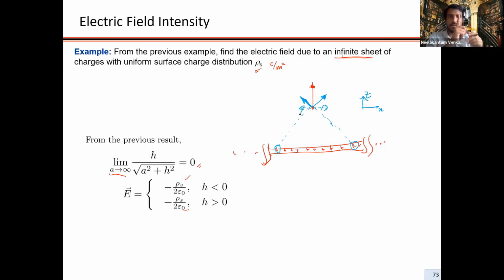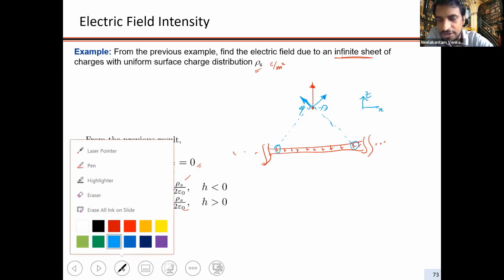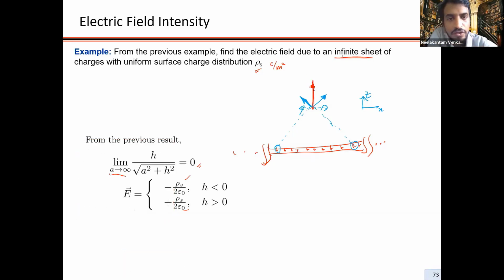So for every point that is equidistant from the center to the left or to the right, the x components will get cancelled off and you are left with only the so-called z component. You're only left with the so-called z component. A typo here, there must be a z hat here and a z hat here, because electric field is a vector.